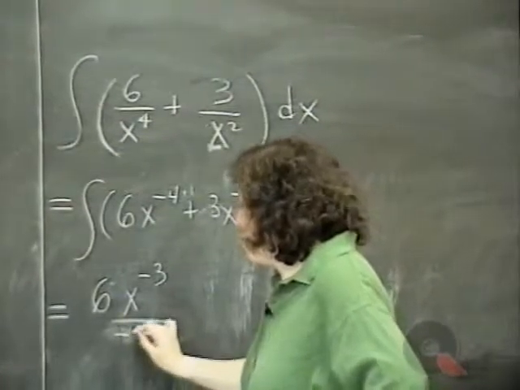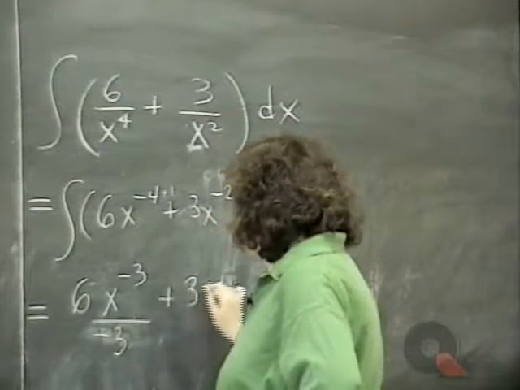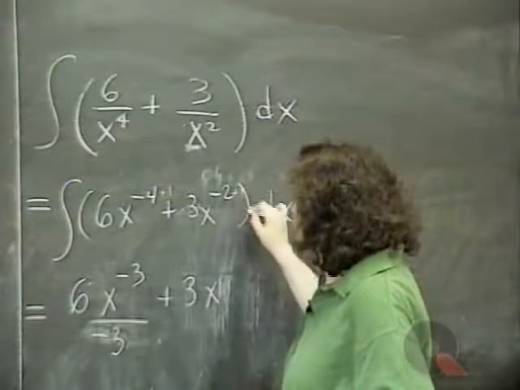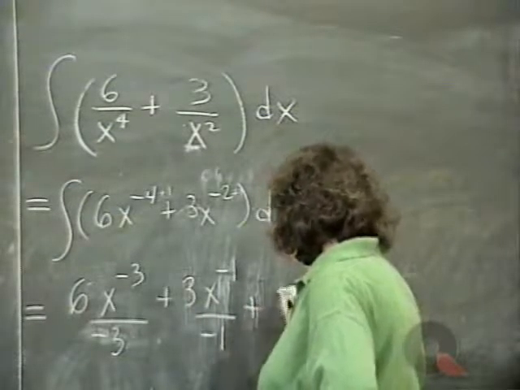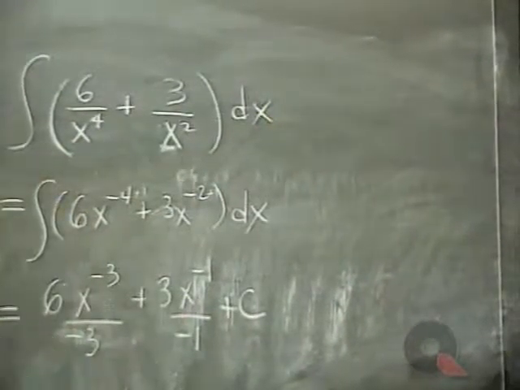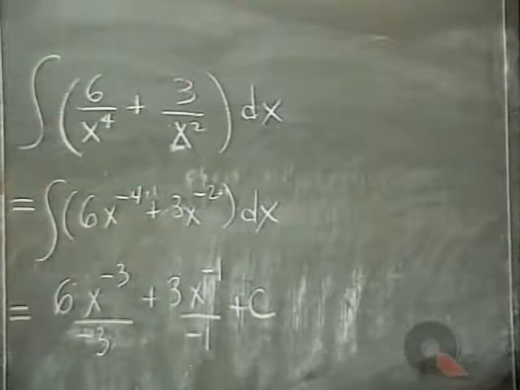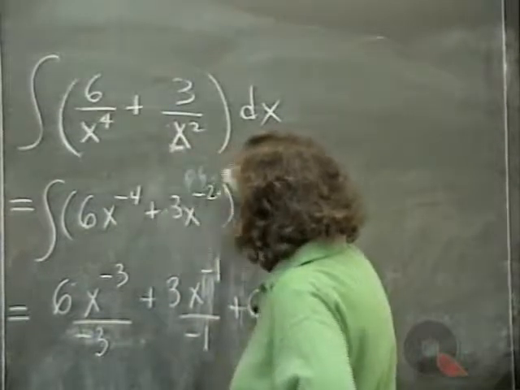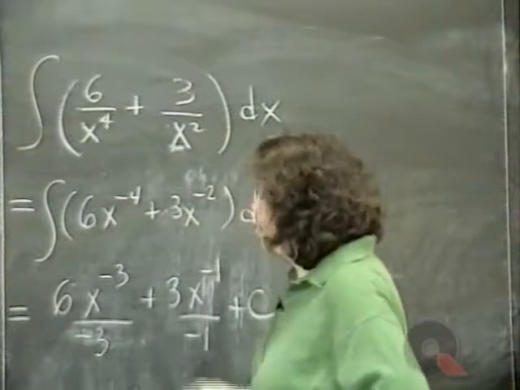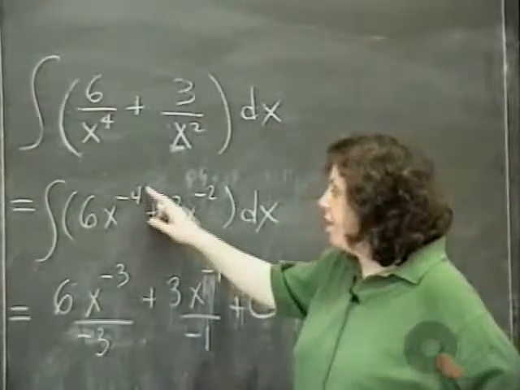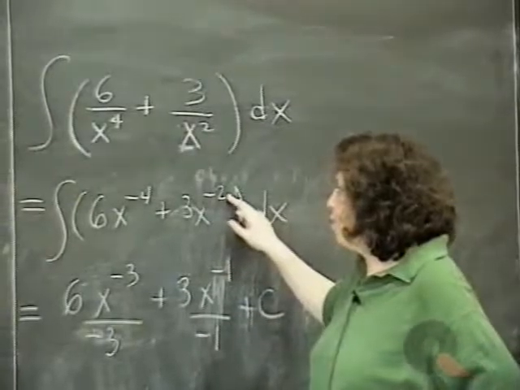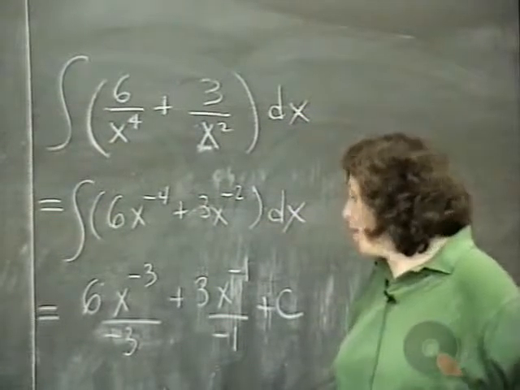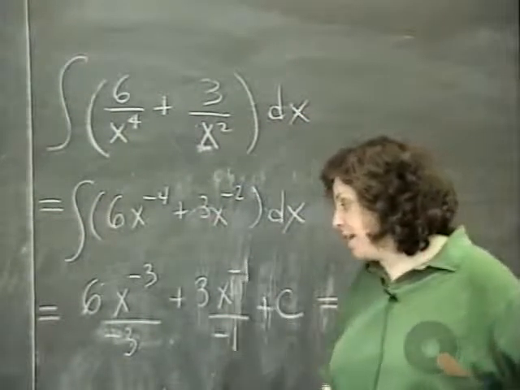And you divide by that power. 3x to the, now add 1 here, you get to the minus 1 power. Divide by that power, plus c. So just like before, I'm adding 1 to the power. But you have to be a little bit more careful with the algebra here. Adding 1 gives you -3, and you divide by the new power. Adding 1, you get -1, you divide by the new power. Now this is the correct answer.